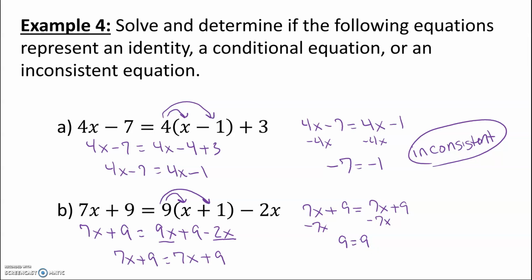When is that going to happen? That's always going to happen. So this is one of those identities where you're allowed to plug in any value for x and it's always going to work. So that's called an identity, right? And we could plug in all real numbers and it would still hold true.